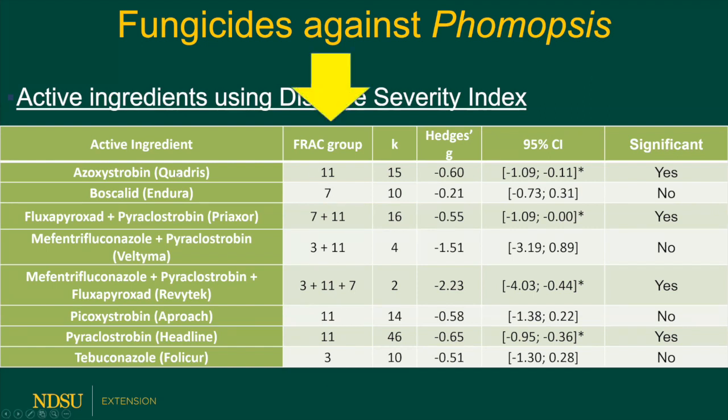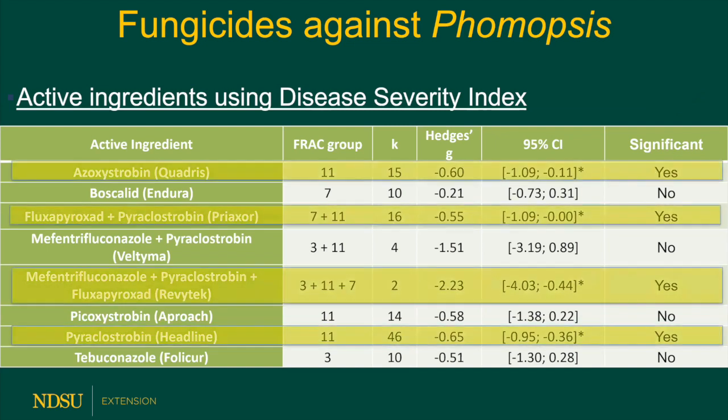So for example, Quadris is FRAC 11, that's a strobilurin, right? Something like Praxor, it is a 7+11, so it's multiple mode action. Now all the statistics are basically, as I explained in the past, and again, significance is what we're looking at. So the question is, do any of these products over the course of these trials make a difference in Phomopsis control? And 4 of them do, and they all have a strobilurin component.